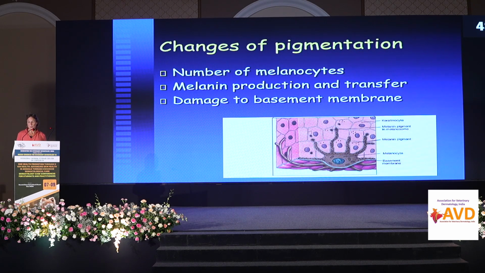Okay, so anytime I have changes of pigmentation, it can result from a variety of factors. Either the number of the melanocytes has changed, or the production of the melanin has changed, as well as their ability to transfer the pigment to the keratinocytes, or there has been damage of the basement membrane, therefore the pigment has dropped below the basement membrane into the dermis. It's called pigmentary incontinence, okay?